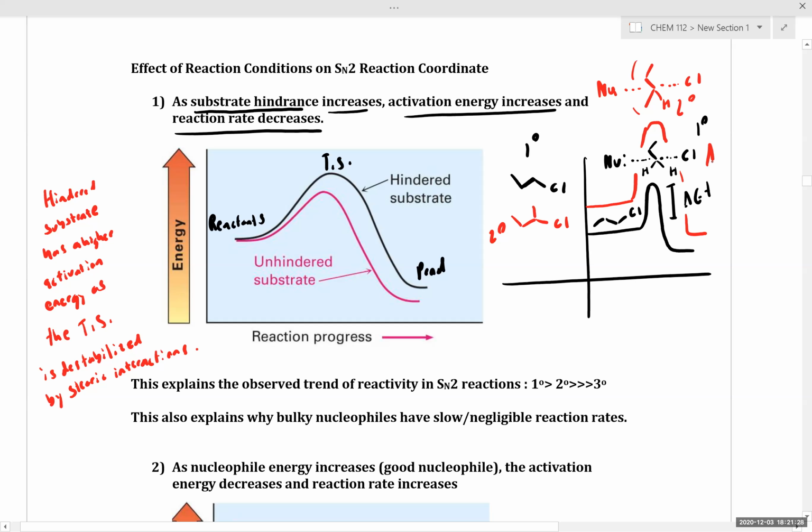Does that make sense to everyone? And that is why as we increase the substitution of our substrate, we end up with a greater activation energy, as the transition state is higher in energy because it experiences more destabilizing interactions. Does that idea make sense to everyone? Hindered substrates have slower rates of SN2 reaction. The transition state is destabilized by steric repulsions, and as a result, the more hindered your substrate, the slower the rate of reaction.